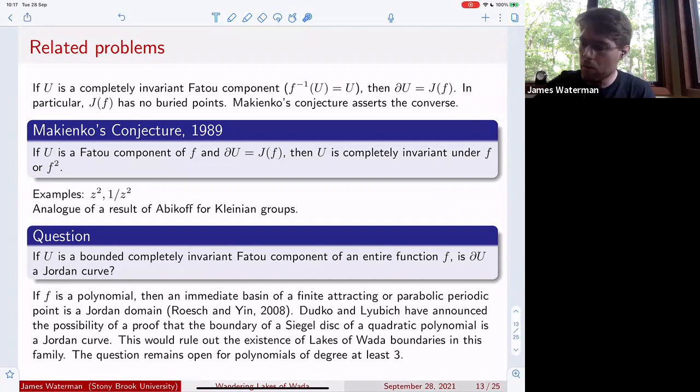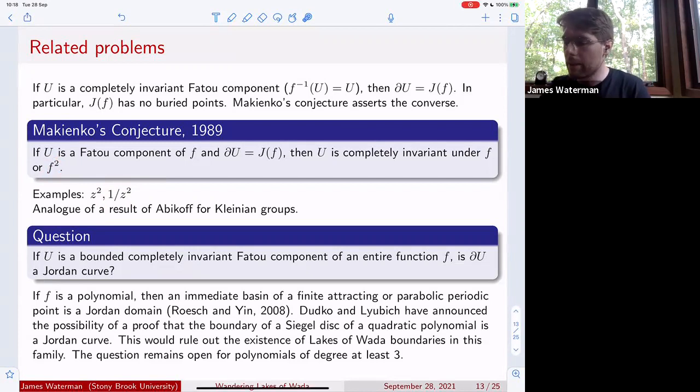You can think, for example, of z squared: the boundary of the disk is nicely the whole Julia set, and the disk is nicely completely invariant under f. The reason we need the second iterate is that the rational map 1 over z squared basically flips the disk and the unbounded component. And this is why one needs the second iterate.